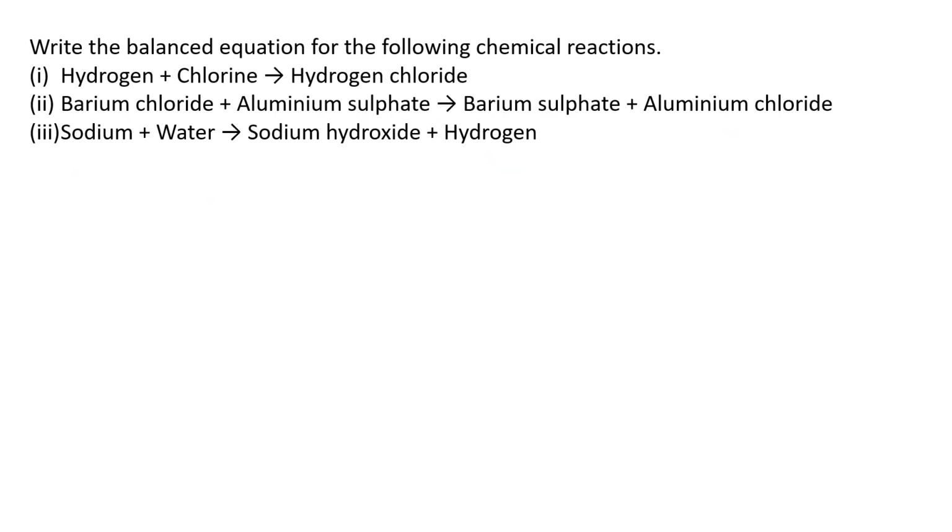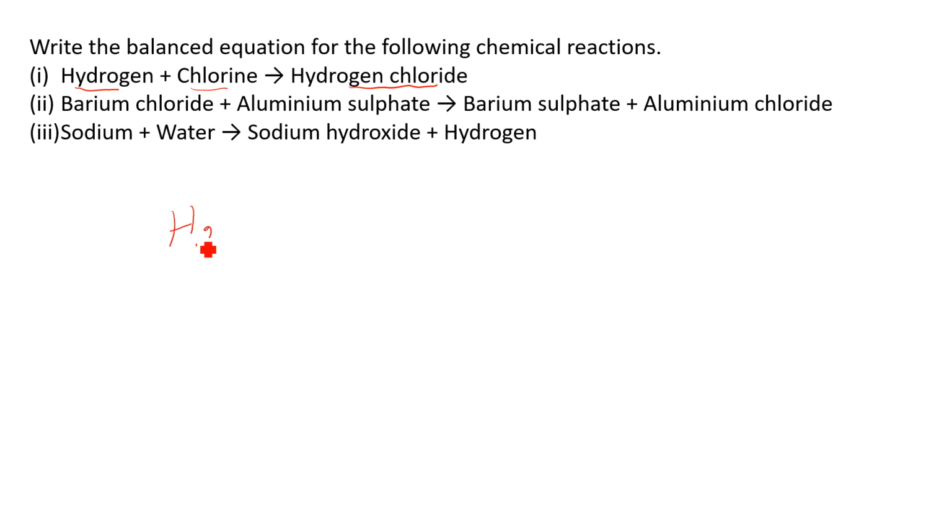Okay. Now we'll take few more examples. There are word equations given here. You have to convert the word equation into chemical formulae and then you have to balance it. We'll take the first equation. Hydrogen plus chlorine gives hydrogen chloride. Now you convert this into formulae.